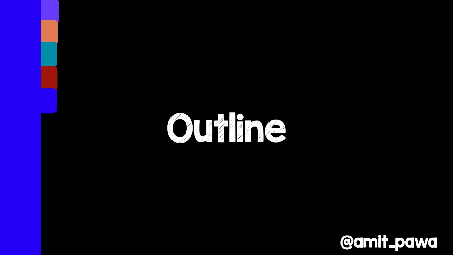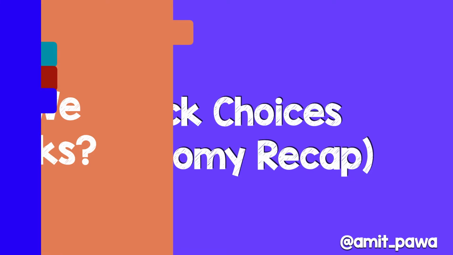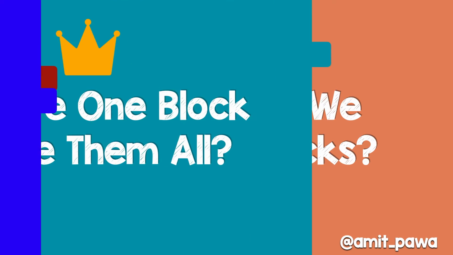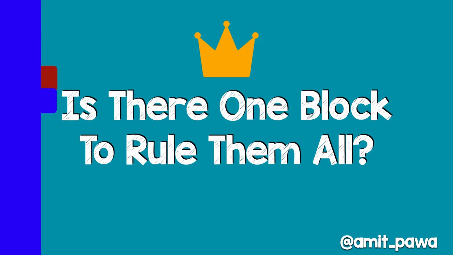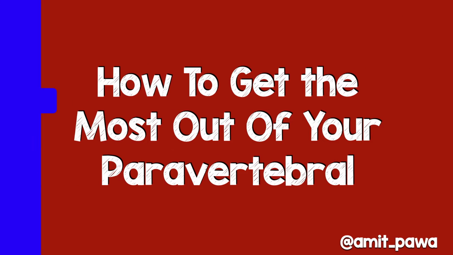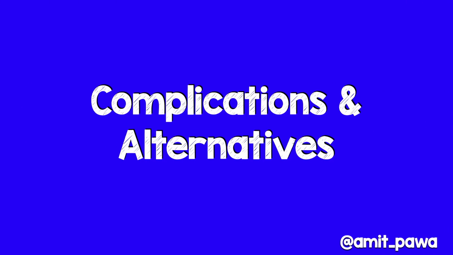So what am I going to cover? I'm going to cover a brief recap on the block choices by looking at the anatomy that's relevant. We're also going to be thinking how we should pick our blocks. How do we choose which blocks are useful for breast surgery? And I'll ask the question, is there one block to rule them all? And the next slide kind of gives away the answer. I'm going to tell you how to get the most out of your paravertebral block. And lastly, we'll talk about some complications and alternatives.